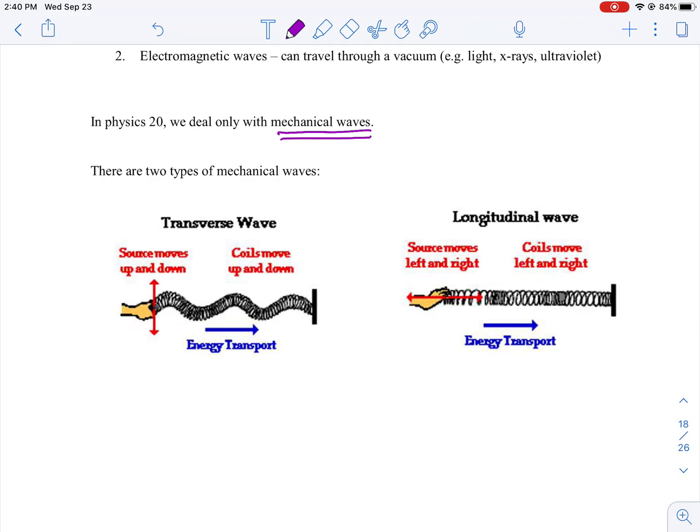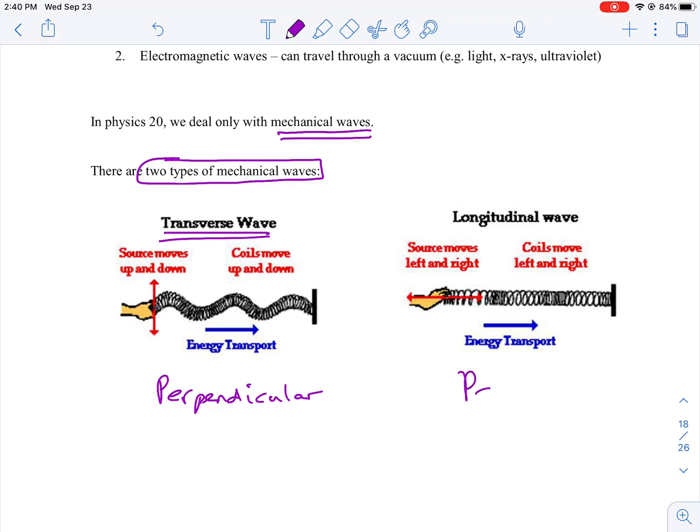And it turns out there are two kinds of mechanical waves. There's the transverse wave, and the key idea for a transverse wave is the idea of perpendicular. Now I'll be showing you this in a second, but here your hand moves up and down, and the wave moves to the right, perpendicular to each other. Whereas longitudinal, the key word will be parallel, where your source moves back and forth, and then the wave goes parallel to that. How about I show you that first?